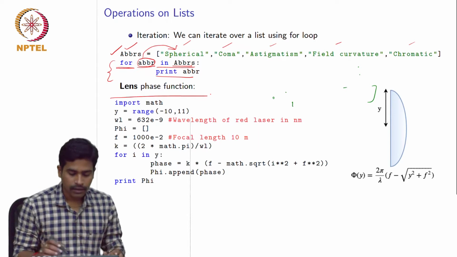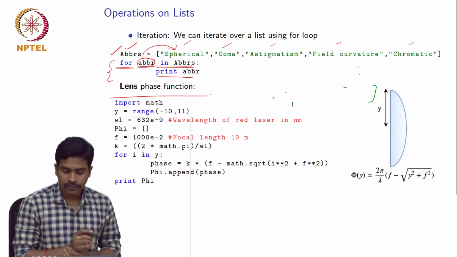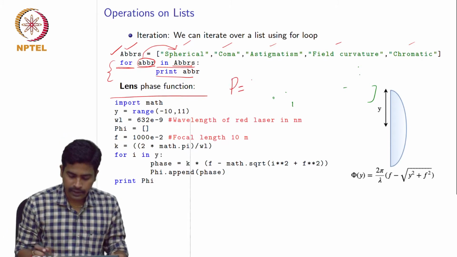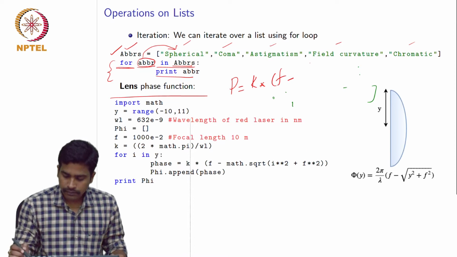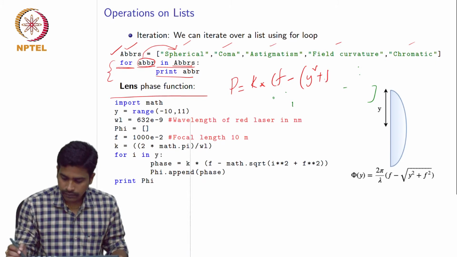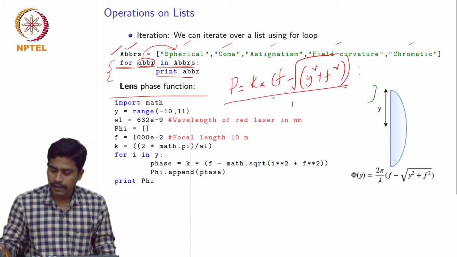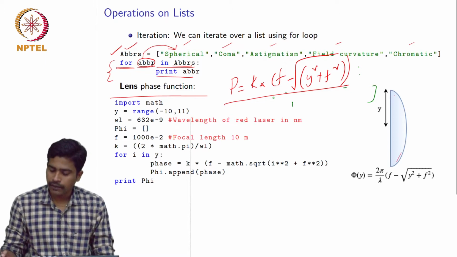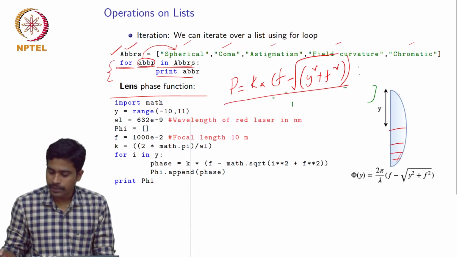Okay. So now let's see an example function, where we want to calculate the phase function of a lens. The phase function of a lens is given by this equation. So P is given by K into... so this is the phase function of a lens. This is a lens, and you can see the thickness of the lens in the y direction is varying with this profile of the lens. Which means the thickness of the lens is a function of its position along the y axis.